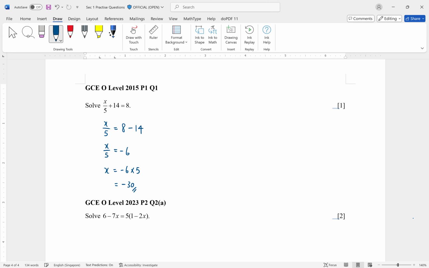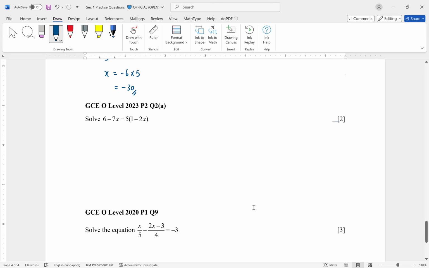Right, so just to recap, solving an equation like this, we want to bring all the terms without x to the right side and leave those terms with x on the left side, all right? Okay, let's take a look at another question.